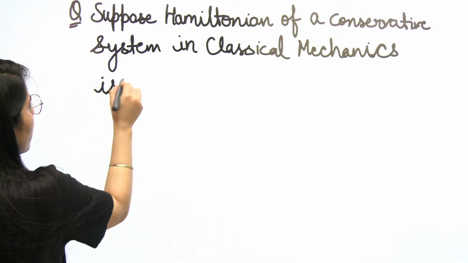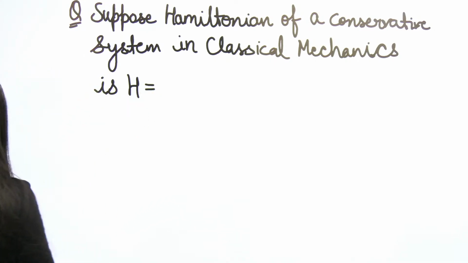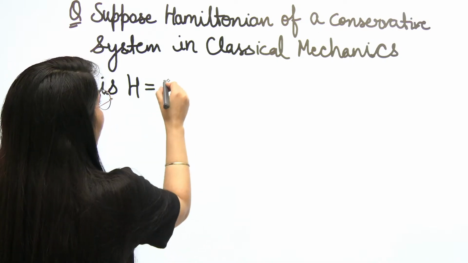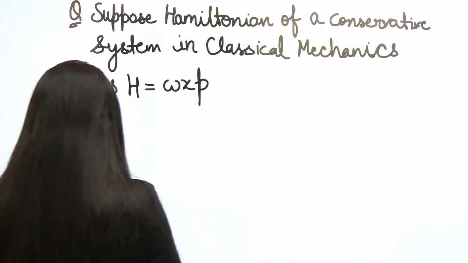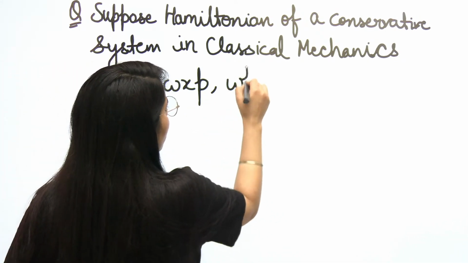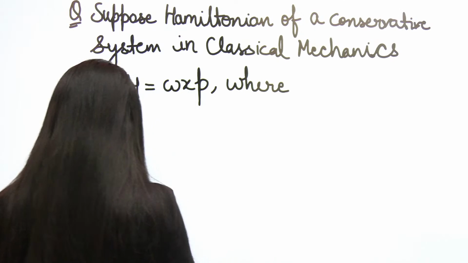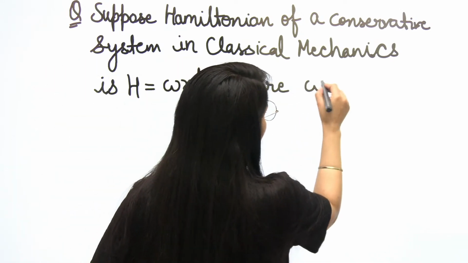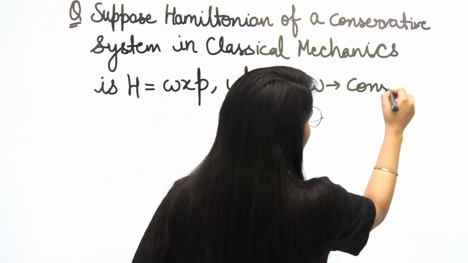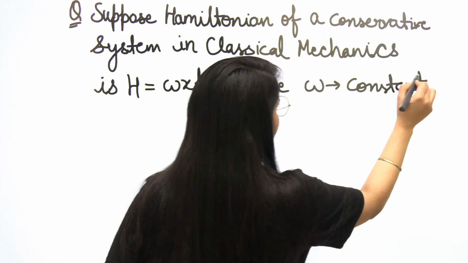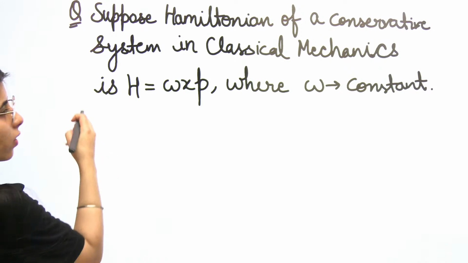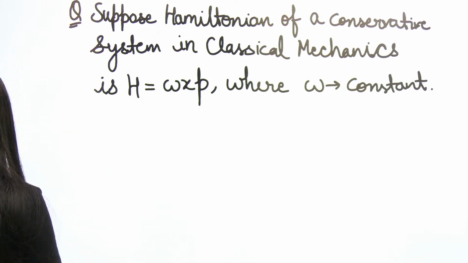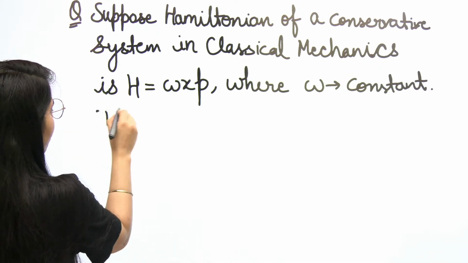Is H is equal to omega x p. Okay, next, where omega is a constant. Omega is what? That's a constant. Clear? And x and p are the position and momentum like coordinates. Clear? So they are representing the position and momentum.